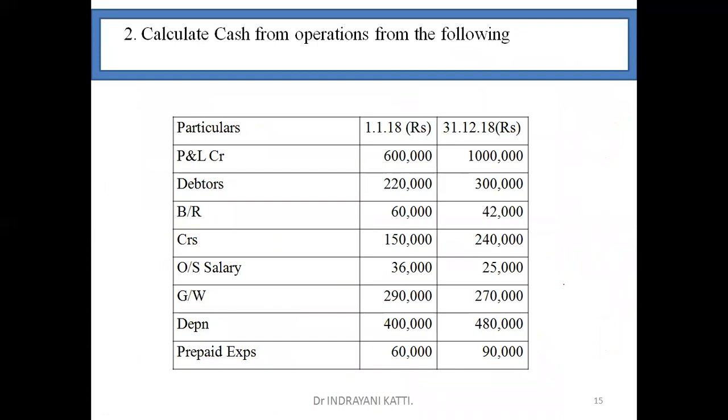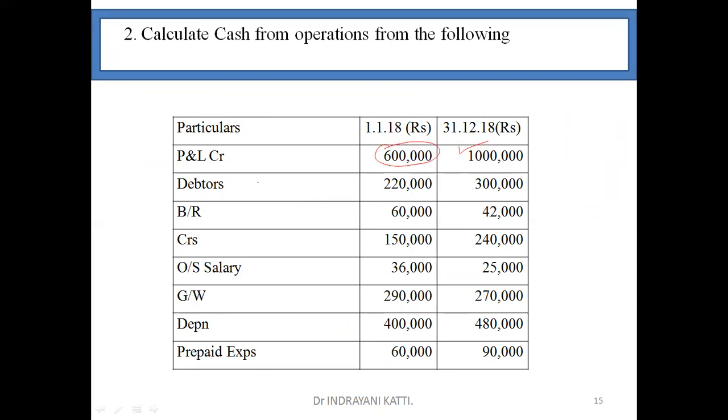So, profit and loss account credit balance is given, debtors opening and closing, bills receivables are given, creditors are given, outstanding salary, that is a current liability. So for your sake, let me mark up what these are. First, we start the problem with the closing profit and loss account balance, credit balance. And at the end, we have to deduct this 6 lakh from whatever we have derived.